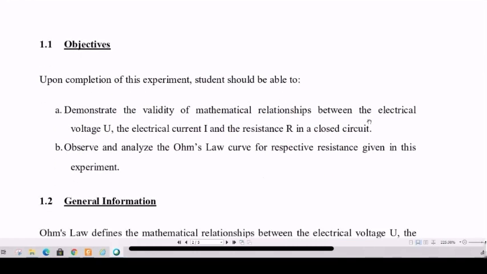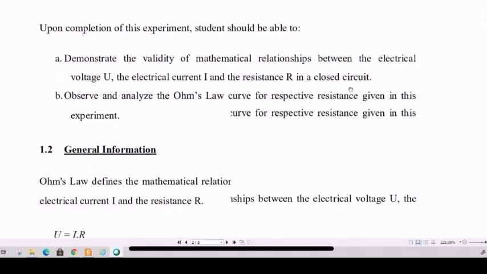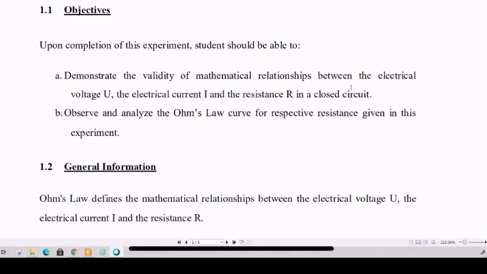So the objective here: upon completion of this experiment, students should be able to demonstrate the validity of the mathematical relationship between the electrical voltage U, the electrical current I, and the resistance in a closed circuit. The second one, observe and analyze the Ohm's law curve for the respective resistance given in this experiment.